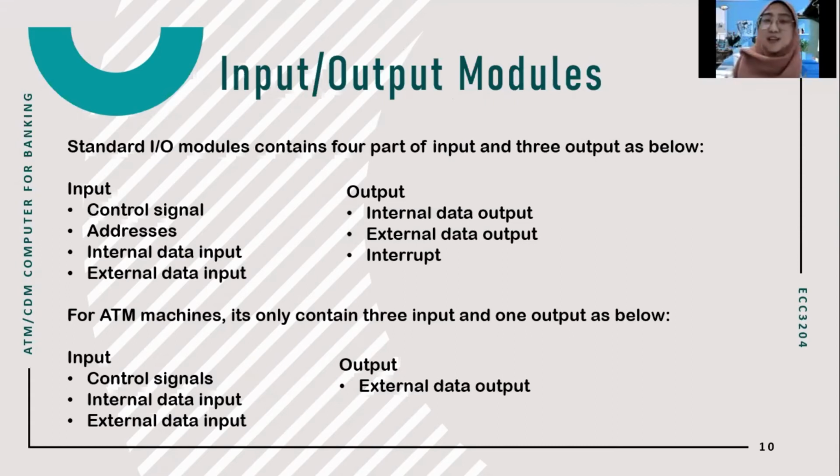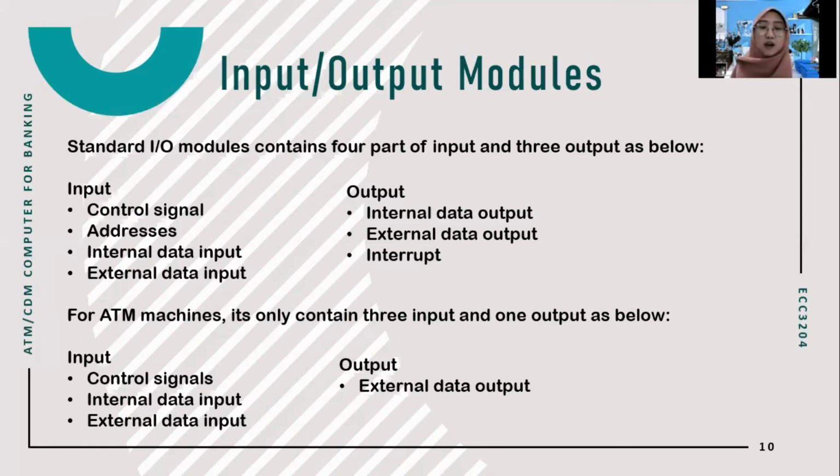Okay, hi, my name is Farah Hanani, and I will talk about the input and output module for the ATM machine. I will start with the ATM machine, which contains 3 inputs and 1 part for output. As we can see, the inputs are control signal, internal data input, and external data input. For control signal, we have commonly read and write. For internal, we have clock, and for external data input, we have some peripheral devices connected to the ATM machine.